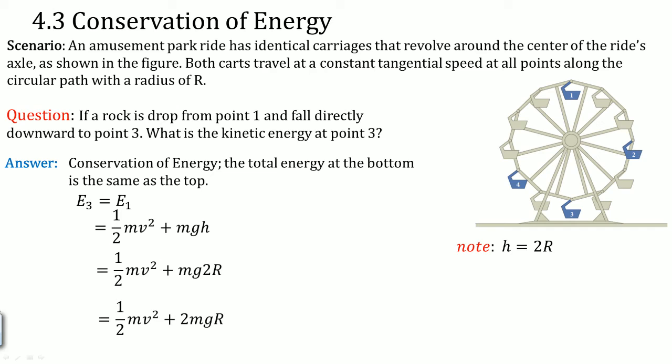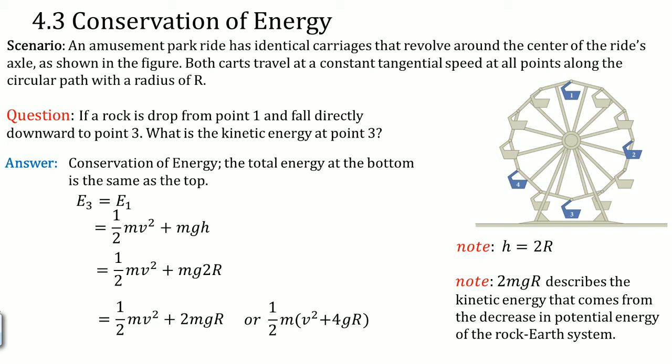This is one way you could see it, or you can factor out a 1/2 m. As a result, you would have 1/2 m (v² + 4gr). Please note that the 2mgr value describes the kinetic energy that comes from the decrease in the potential energy of the rock-earth system that is gained when it drops straight down. So that's why there are two sources of energy for the cart.